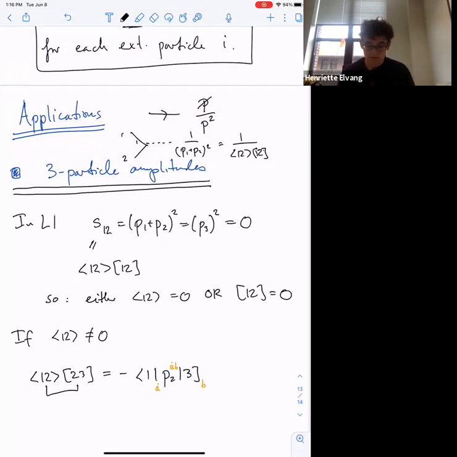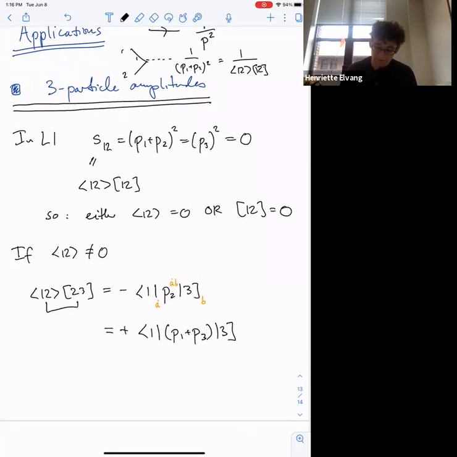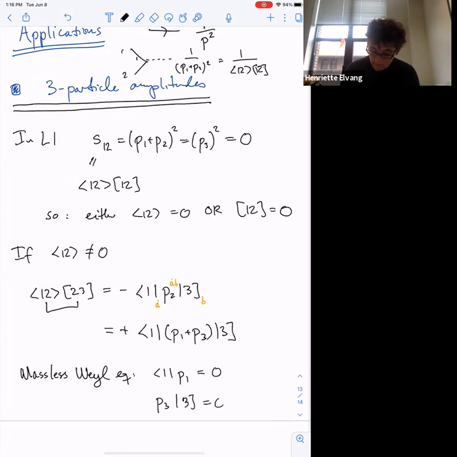But P satisfies momentum conservation. So this is the same as minus (P1 plus P3) dotted in. And now the following happens. I know that I have my massless Weyl equation, and it will say that angle 1 with P1 dotted in must be 0 because the angle spinors are null vectors of these things. And likewise, P3 on square 3 is 0. And this is by the massless Weyl equation. So what this means is that this whole thing is necessarily 0.